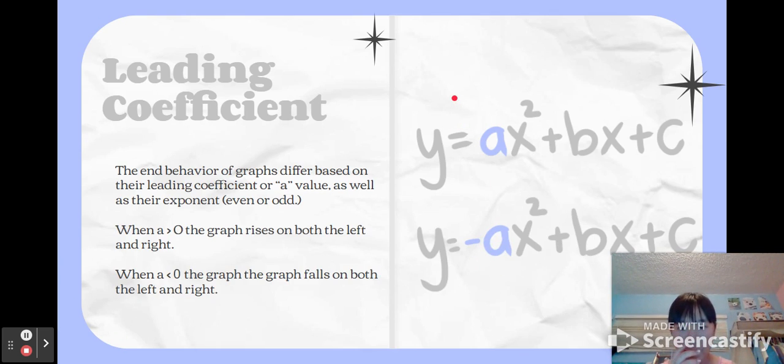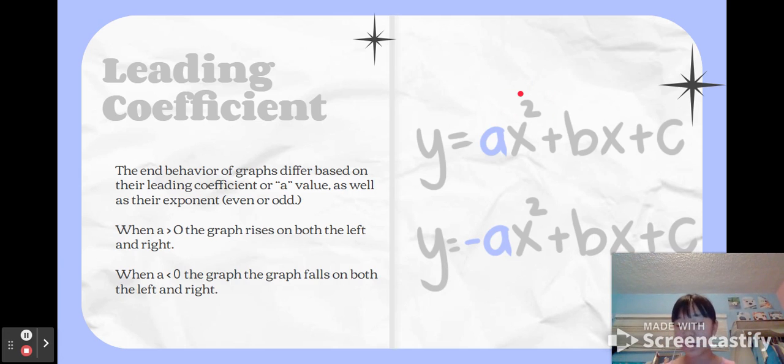So the end behavior of the graph can be different based on the leading coefficient, also known as A, or its even or odd exponent. Well, in this section, we'll be specifically discussing even exponents, and we'll later be talking about odd exponents, but for now, we'll just focus on even exponents.